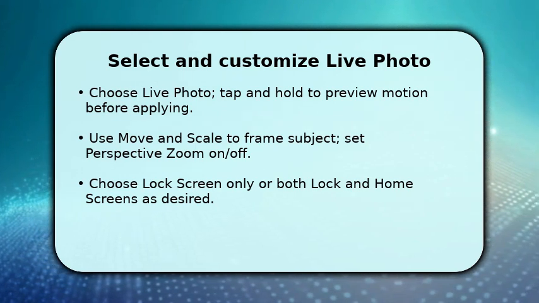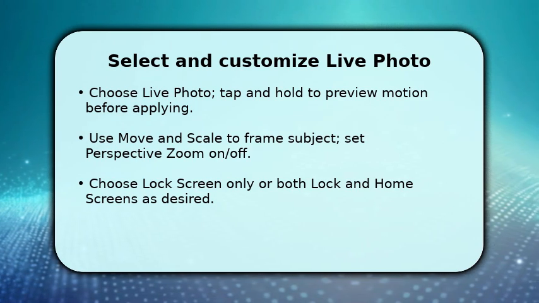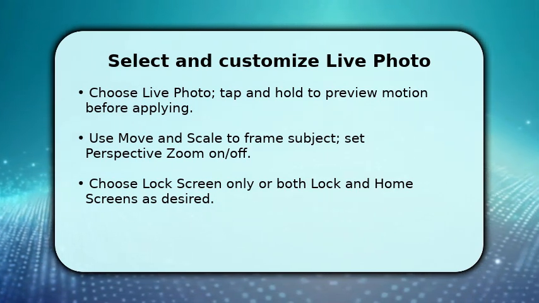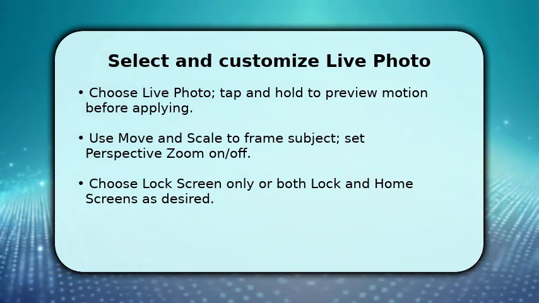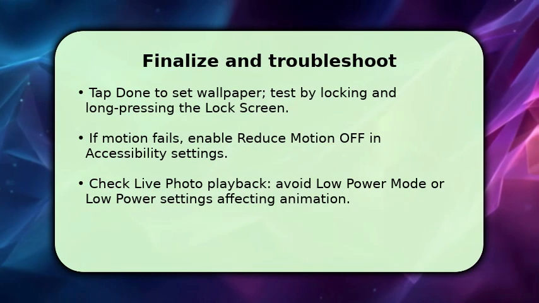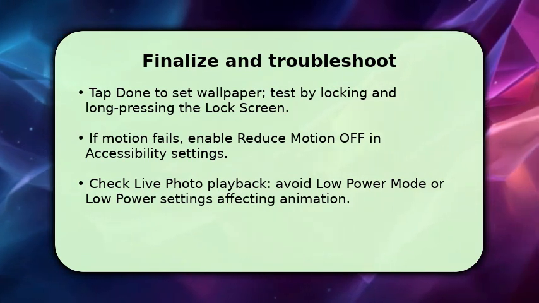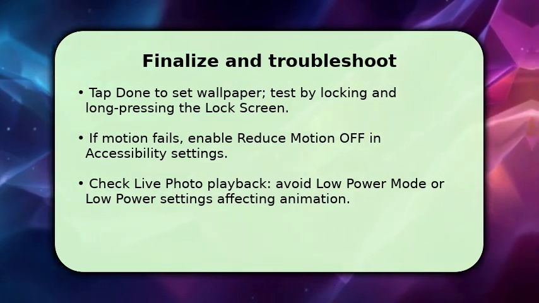Next, set whether to apply the image to your lock screen only or both lock and home screens. These steps control appearance and how the animation feels while you use the phone. After final adjustments, tap Done to set the wallpaper and immediately test it by locking the phone and long pressing the lock screen to trigger the live photo animation.